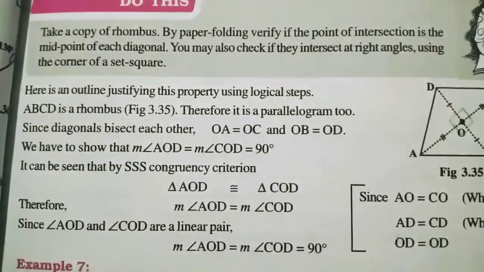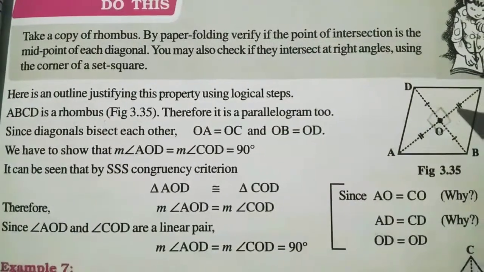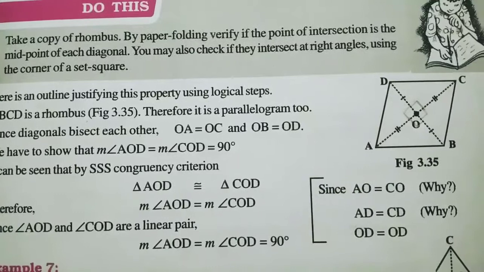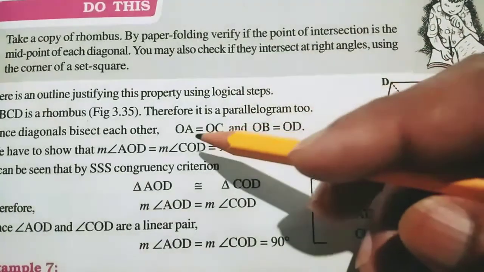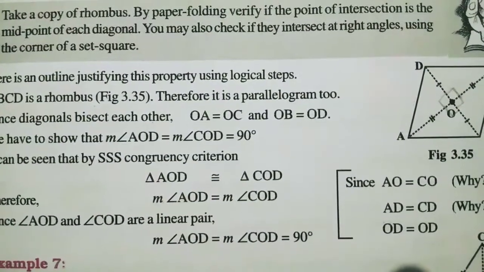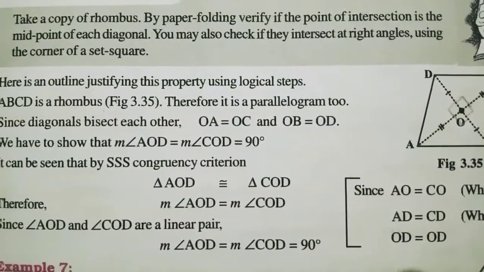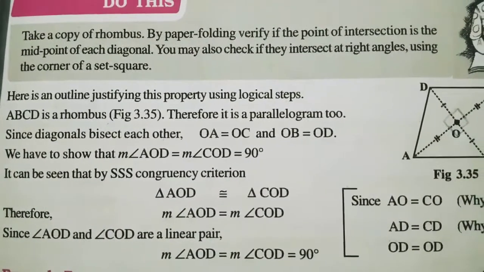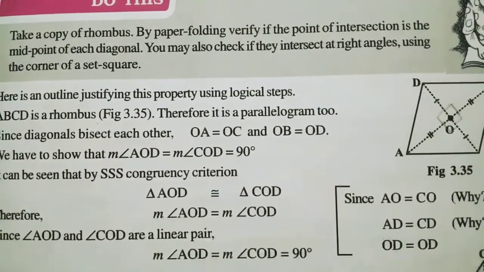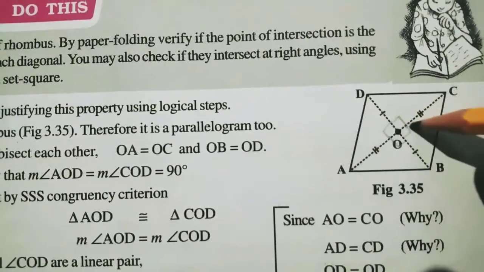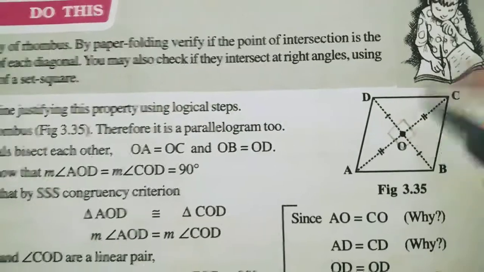So here it is written. It is also a parallelogram, and the diagonals bisect each other. In a parallelogram, diagonals do not bisect each other. So OA equal to OC. No, sorry. In a parallelogram also the diagonals bisect each other. The difference is that the angle is not 90 degrees. In a parallelogram, the diagonals are bisecting each other into half parts, but the angles formed by the diagonals are not 90 degrees.